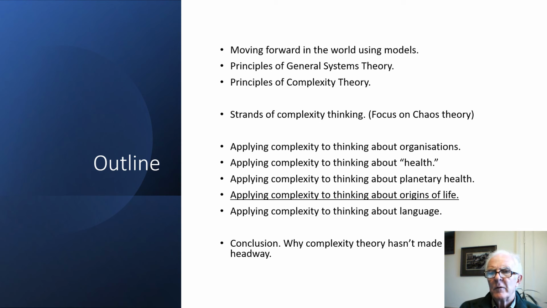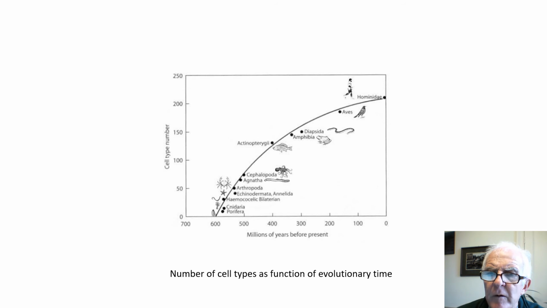I'm going to move on now to some more controversial stuff, which I think is quite interesting. The start of life, applying complexity to the origins of life. So this is the evolution of man. We've been evolving quite rapidly, but the curve does, in terms of complexity, this is the number of cell types as a function of evolutionary time, it does seem like this complexity of cell types is leveling off.